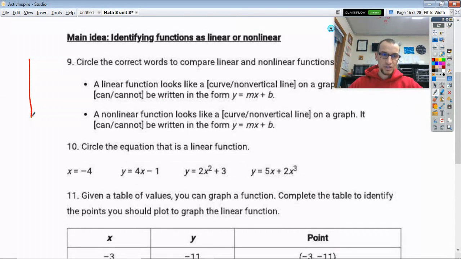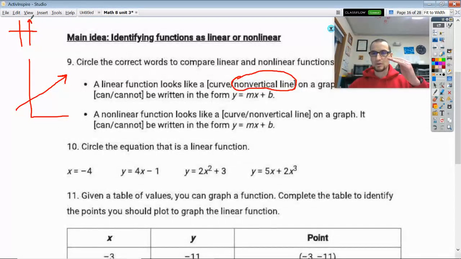A linear function, we just did one that looks a little bit like this. So a linear function is a non-vertical line. Remember, if it's vertical, then it is undefined because it has 0 x value, 0 run. So this one is undefined, so it has to be something that's not vertical.